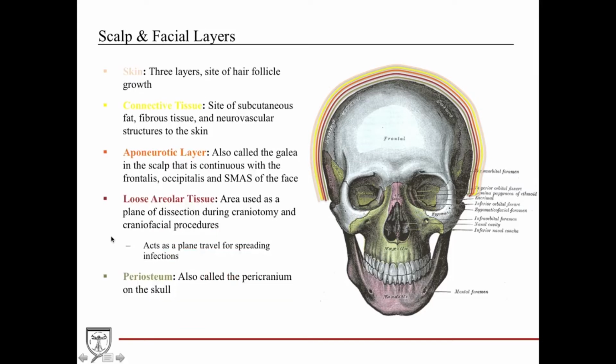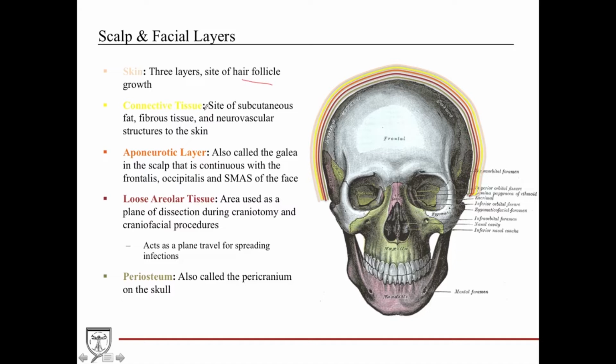If you can see over here to the right, it's drawn out. Imagine this is the scalp, and this is what a cross-section of the scalp would look like. The first layer is the skin. It, of course, has the three layers that you know about. It also has the site of hair follicle growth. So you have the epidermis, the two layers of the dermis, and you also have the hypodermis, that's subcutaneous fat.